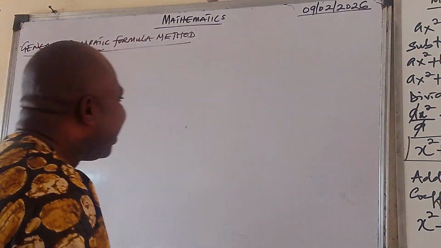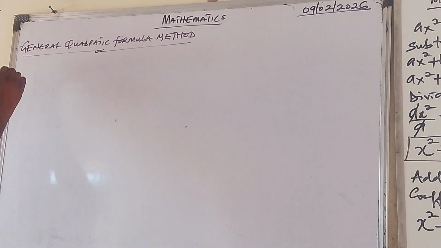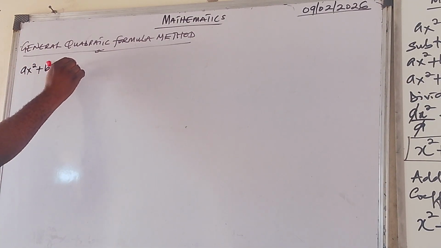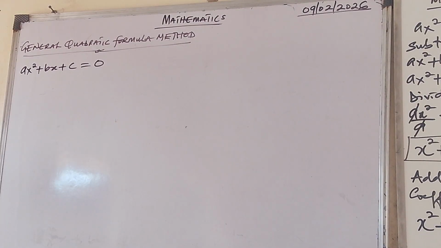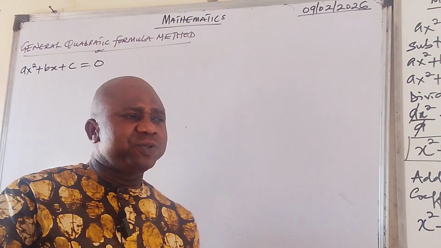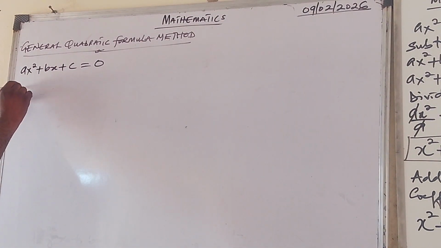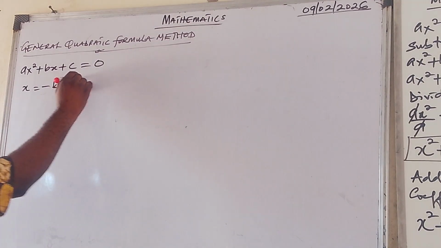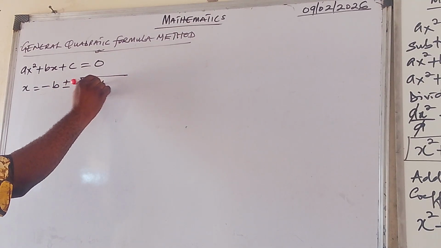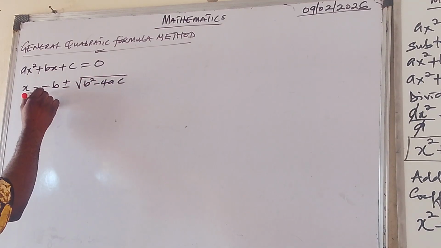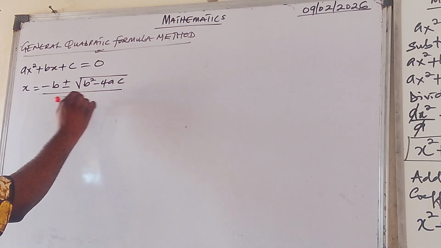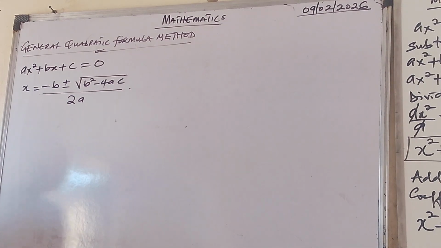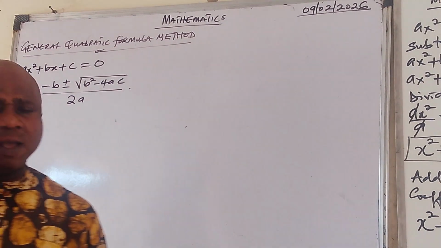Now, remember we said in our last section that the general quadratic equation is given by ax squared plus bx plus c is equal to 0. And we said if ax squared plus bx plus c is equal to 0, the value of x is minus b plus or minus the square root of b squared minus 4ac all over 2a. This is the general quadratic formula method.